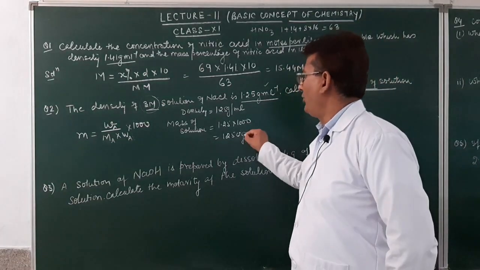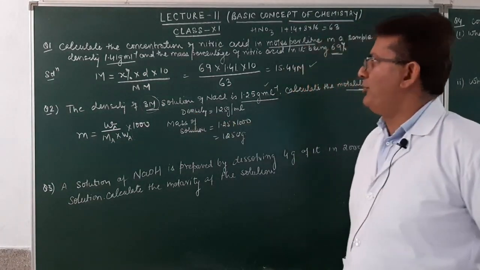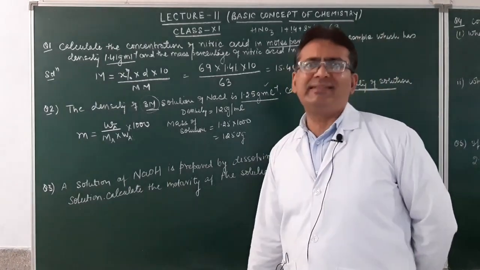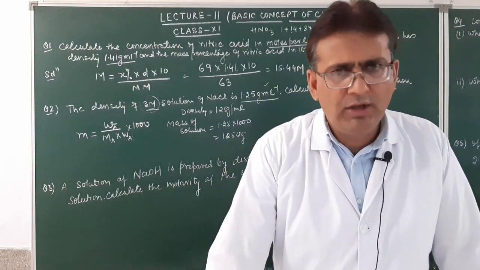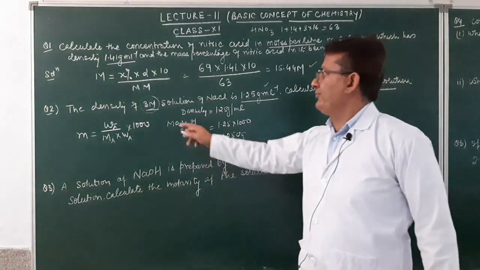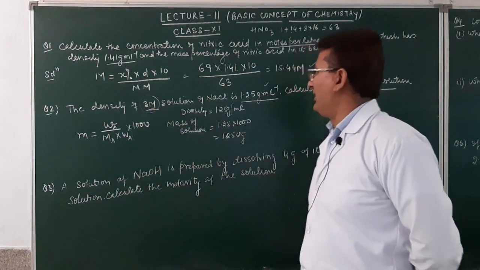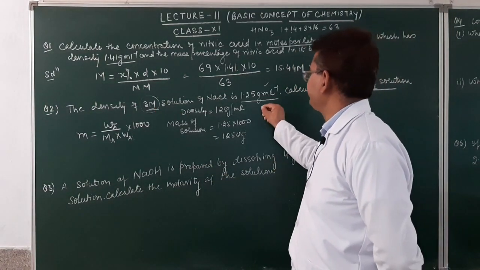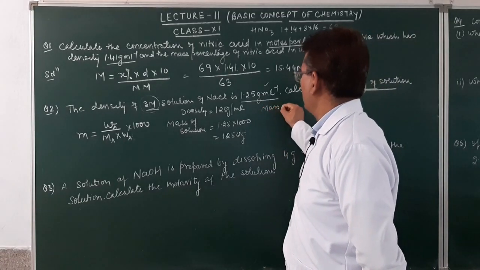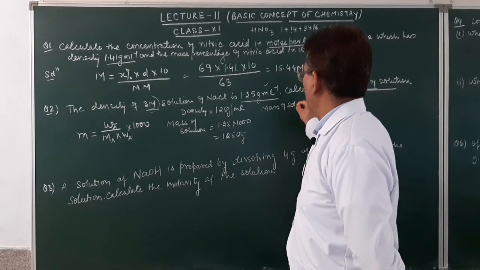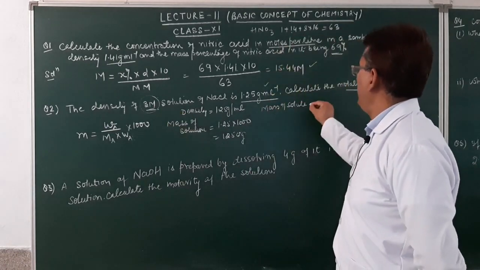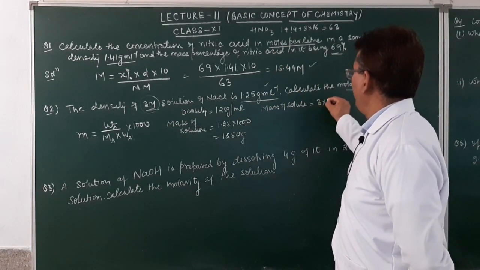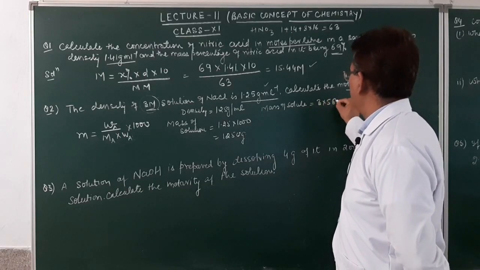This is how the mass of the solution will be found out. Now, what is the molarity? 3 molar means 3 moles of a solute is dissolved in 1 liter of the solution. So the molecular mass or the given mass of this, so the mass of solute. This is 3 molar, right? So this will be 3 into 58.5.